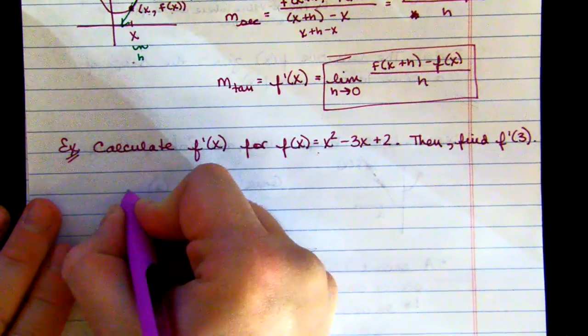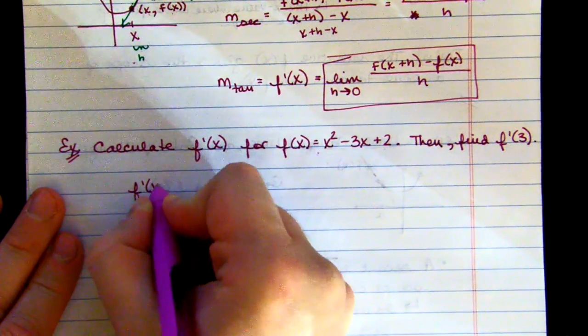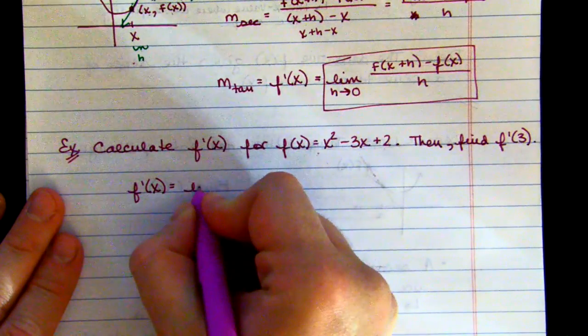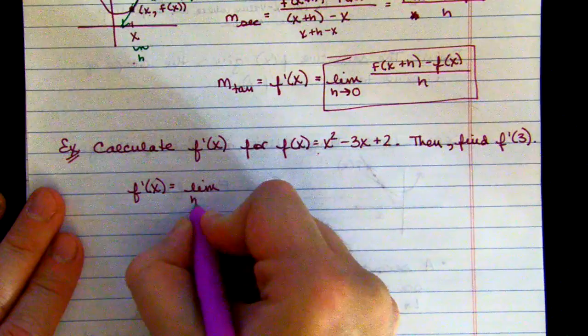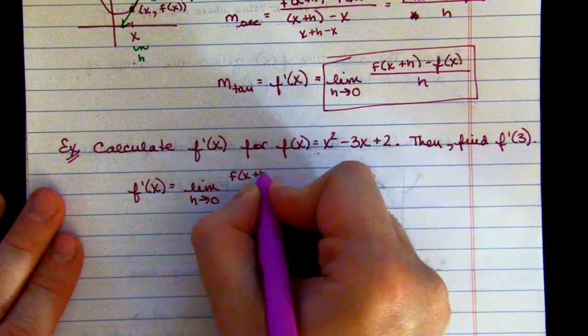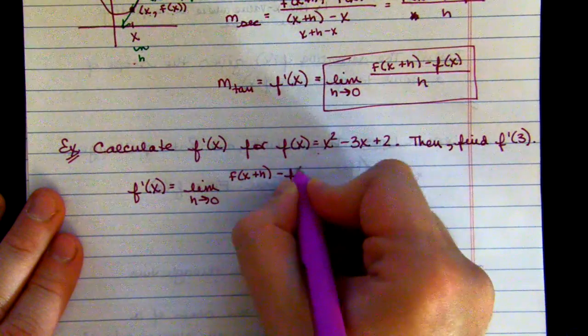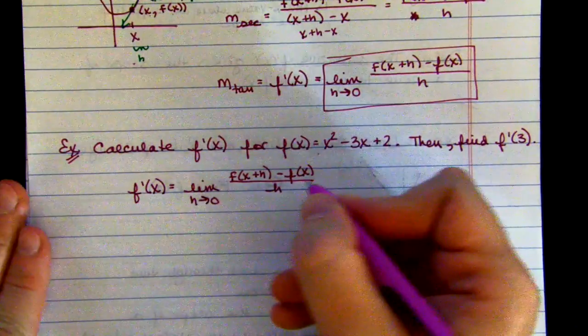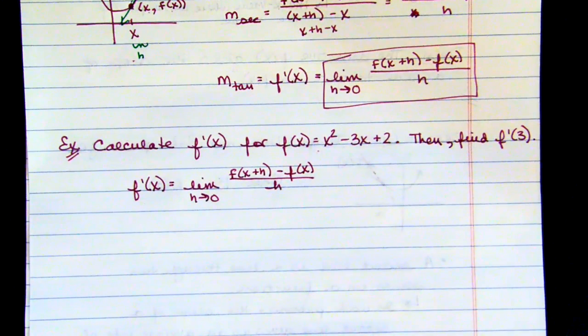First thing I'm going to do, f prime of x equals, I'm actually just going to go and recopy that formula. I'm going to say this is the limit as h approaches 0 of f of x plus h minus f of x over h.